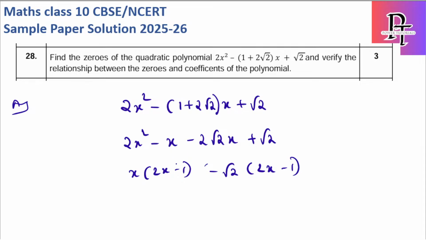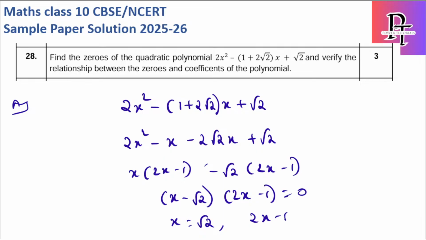Whenever you're doing the factorization method, not only for this, but even for the 4th chapter, write that expression first again, then see whichever is common. That will be easy to solve. So for this I got x minus root 2 into 2x minus 1, and this should be 0. So here I got x as root 2, and 2x minus 1 is equal to 0, or x is equal to 1 by 2. So the zeros of this polynomial are root 2 comma 1 by 2.